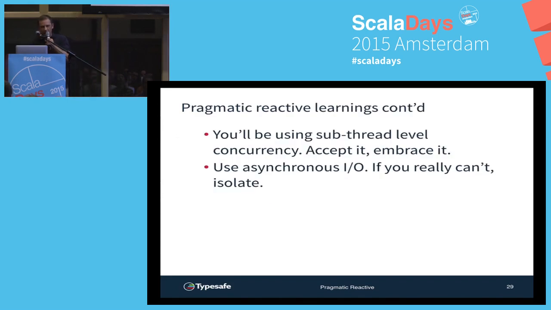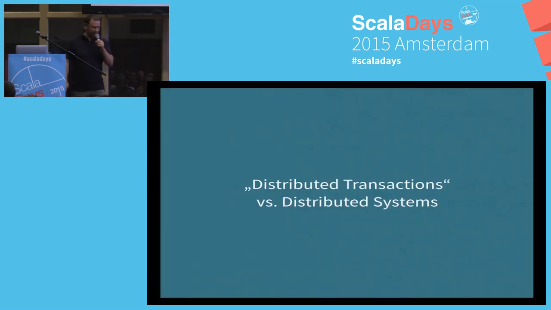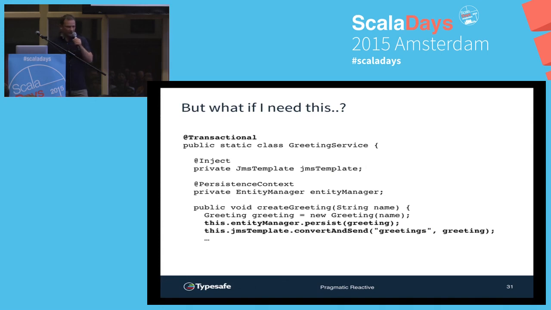So what we've learned so far is you'll be using sub-threads anyway, and you don't want to use blocking I/O. Use non-blocking I/O, and if you really can't, if you really have to do a blocking call because you want to use JDBC, then just isolate that and use a separate thread pool. Right, and now to the title topic of the talk. What if we go beyond that?